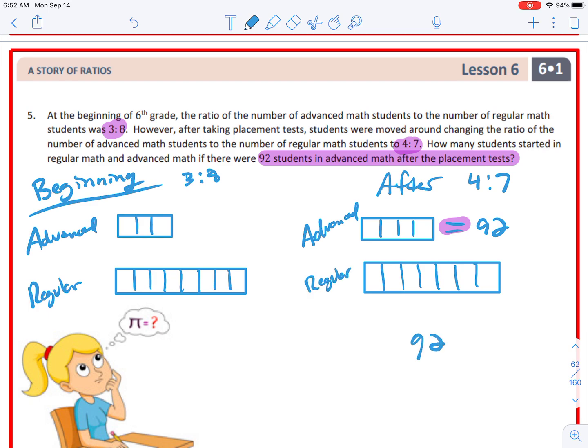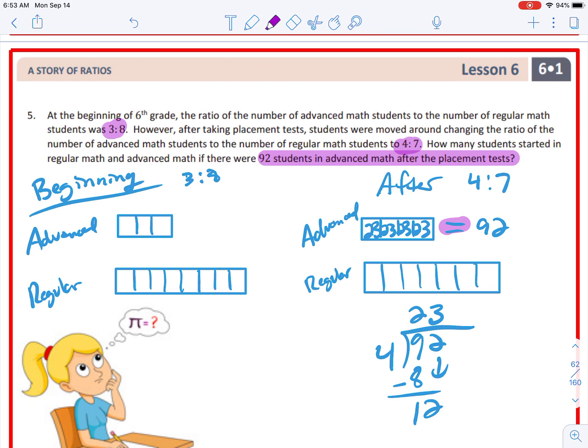So we figure out 92 divided by 4. 4 goes into 9 twice. We subtract that, we get 1. We bring down the 2. 4 goes into 12 3 times, and that's our answer. So 23 is going to go in each unit. So 23 times 4 equals 92. It's asking us how many students started in regular math and advanced math if there were 92 students in advanced math after the placement test.